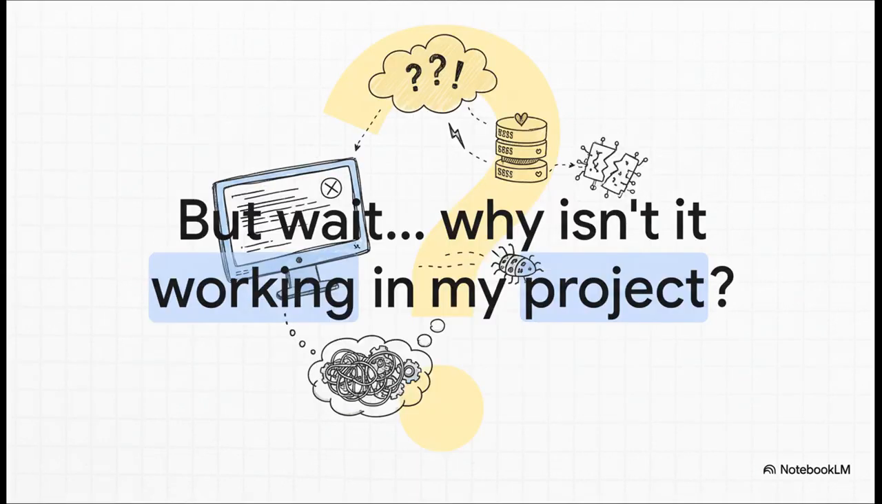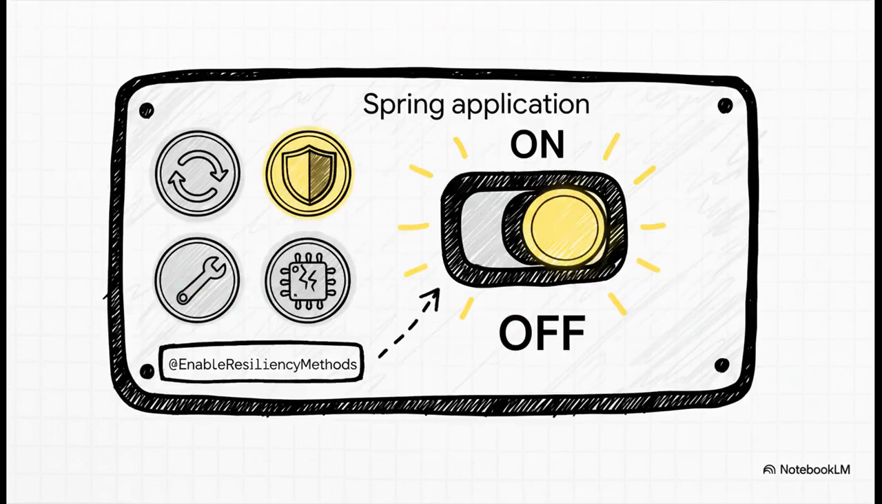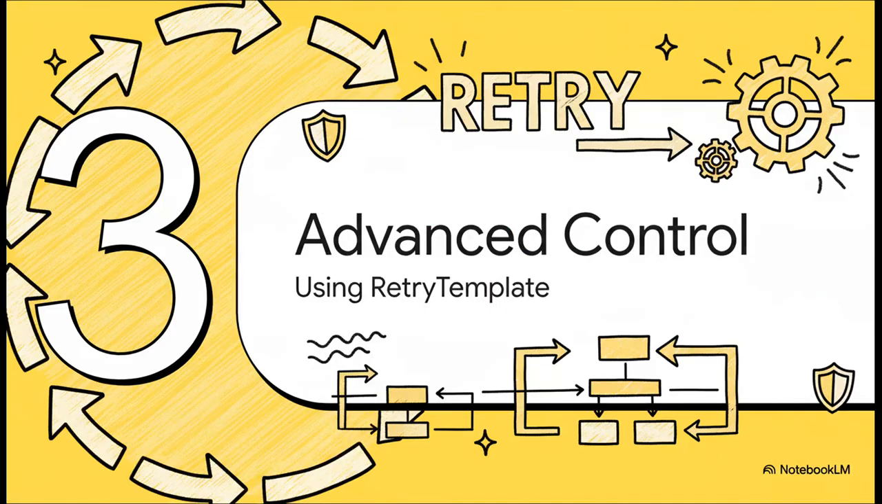So you add the annotation, you run your code, and it still fails on the first try. This is a super common gotcha that can trip up anyone. So why isn't it working? Because you have to turn on the lights. You need to add the @EnableResilientMethods annotation to one of your configuration classes. This single line is what activates all of Spring's awesome declarative resilience features. Don't forget this step.